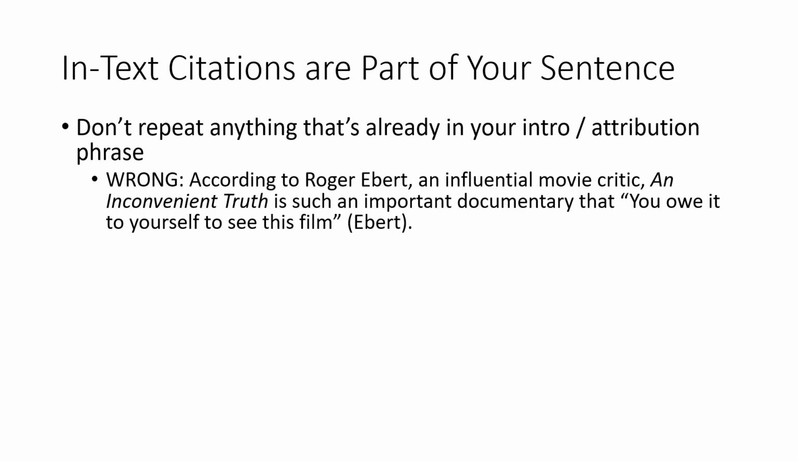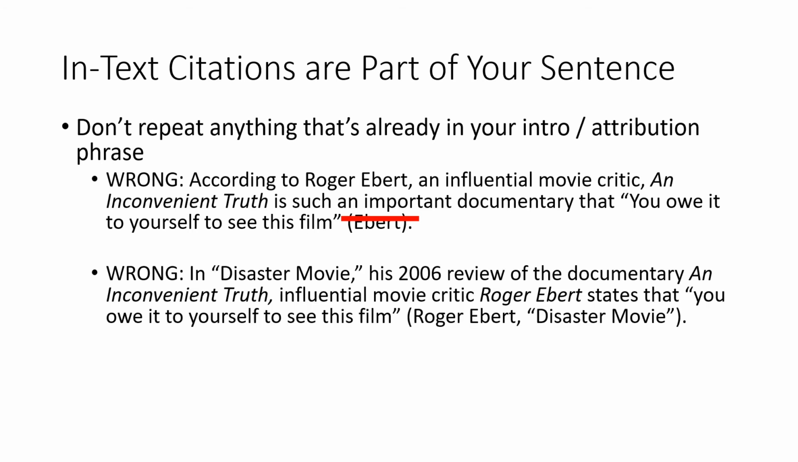For example, if you've already named the author of a quote in your intro or attribution phrase, you should not repeat the author's name in the in-text citation. As we can see from the example, it's unnecessary and repetitive to say the same thing twice in the same sentence. So we'll take out the second Ebert. The same rule applies to titles, page numbers, publishers, and more. If you've said it once, that's enough.